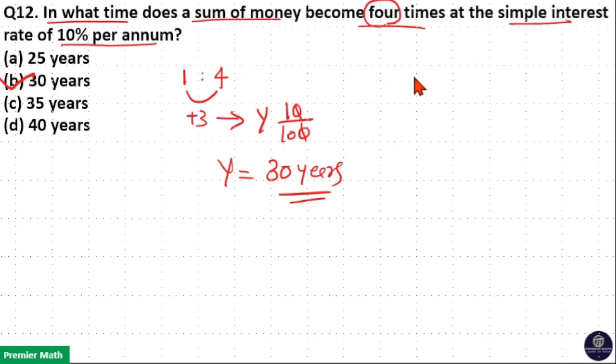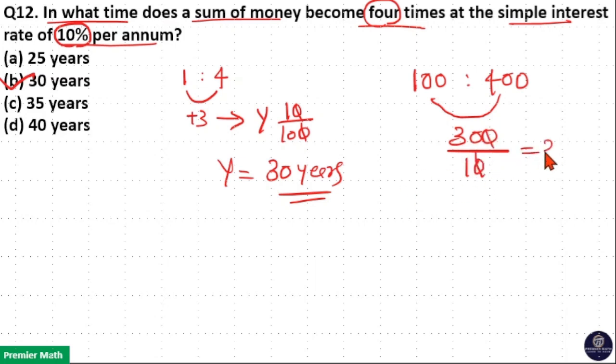Or you can solve this way. That is, I invested 100 rupees in the bank. After some years, I got 4 times the initial amount. That is 400 rupees. Now the difference between the amount I received and the amount invested is equal to 400 minus 100. That is 300 rupees. So this 300 rupees is the interest I received in some years. Now this 300 rupees I received at the rate of 10% per annum. So per year 10%, I received this 300 rupees. That means 30 years is the time duration here.